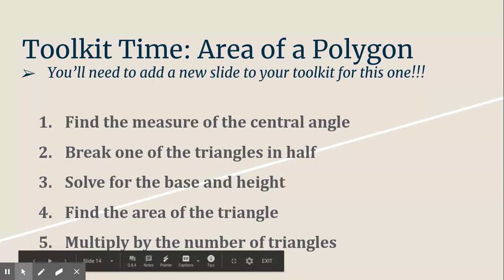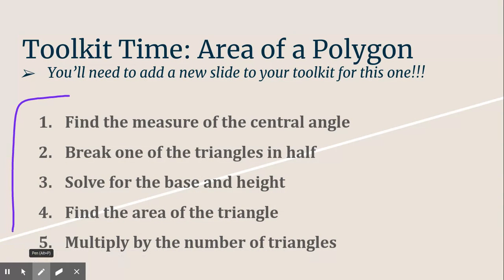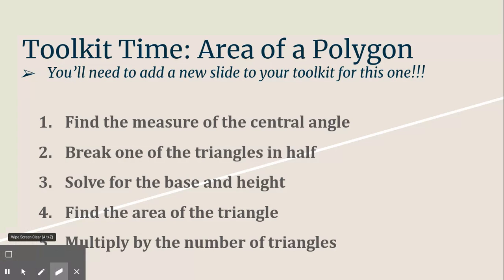And I'd also take these steps and add these steps in, because this is what we went through here. We found the measure of the central angle. We broke one of the triangles in half. We solved for the base and the height, whichever one we didn't have. We found the area of the triangle, and then we multiplied by the number of triangles. So we multiplied by 5 for the pentagon, 8 for the octagon. It's based on the number of sides. So I would pause this right now, add this to your toolkit for area of a polygon, and go from there.